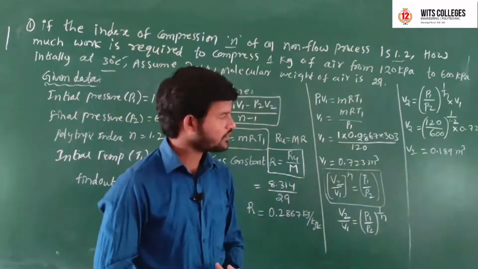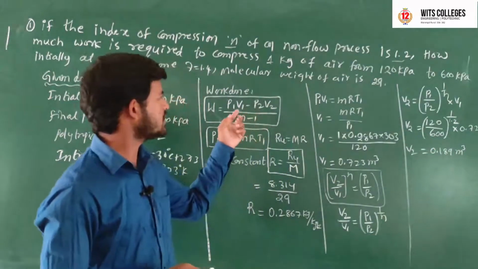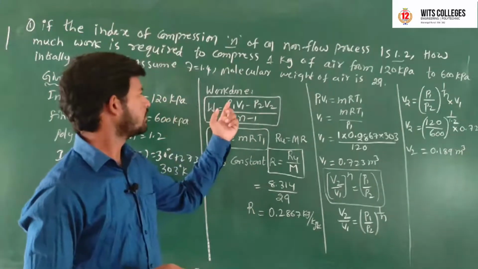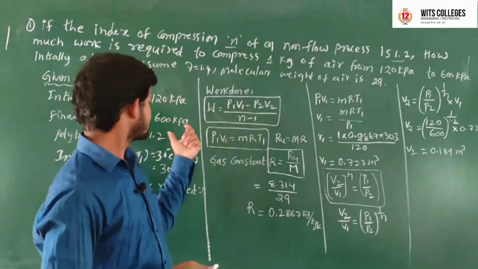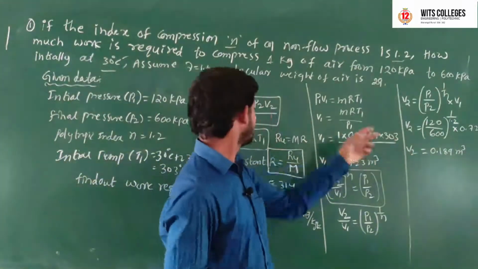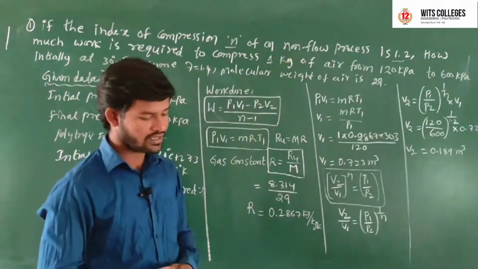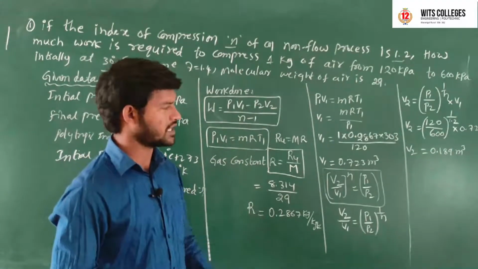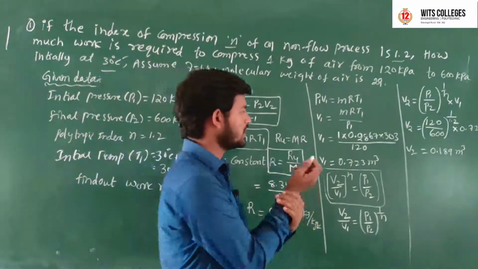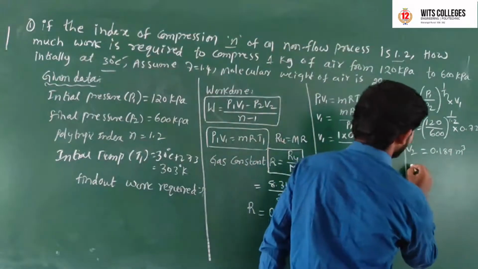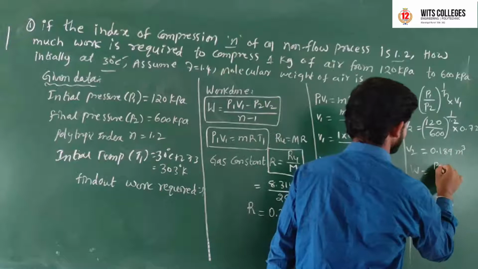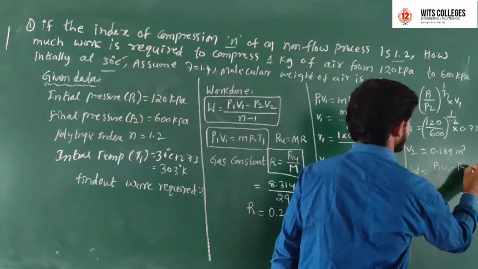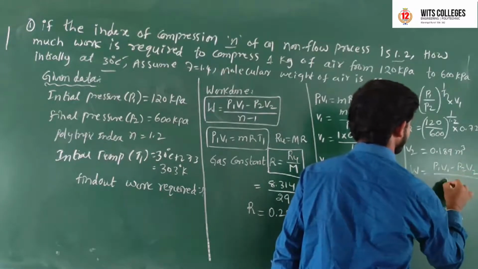Next we will find the work done. For the work done, the P1 value and V1 value are obtained, the P2 value is given, the V2 value is obtained, and the n value is also given. Then we put all the values in this equation. How much work done is required in this problem? W equals (P1 V1 minus P2 V2) by (n minus 1).